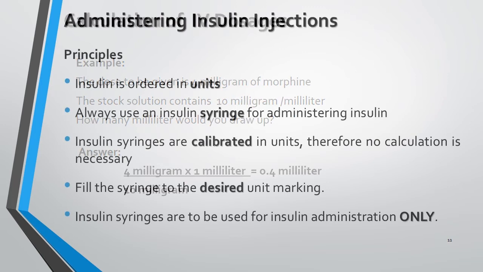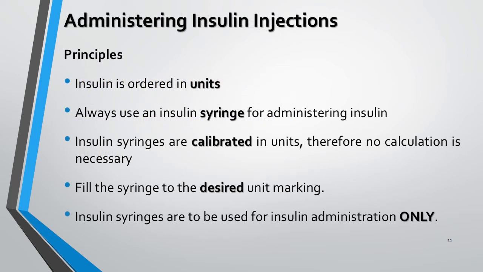The principles involved in administering insulin injections are: insulin orders are in international units. Insulin syringes are made for administering insulin to the patient. Calibration has been done in insulin syringes with units, therefore no calculation is required. The markings on the insulin syringes are helpful to get the desired units. Only insulin syringes are used in case of insulin administration.